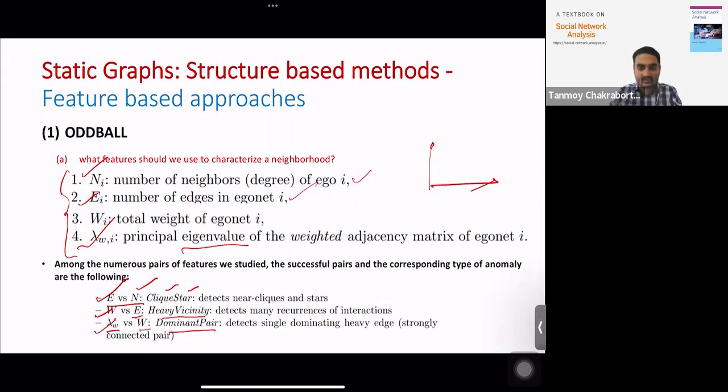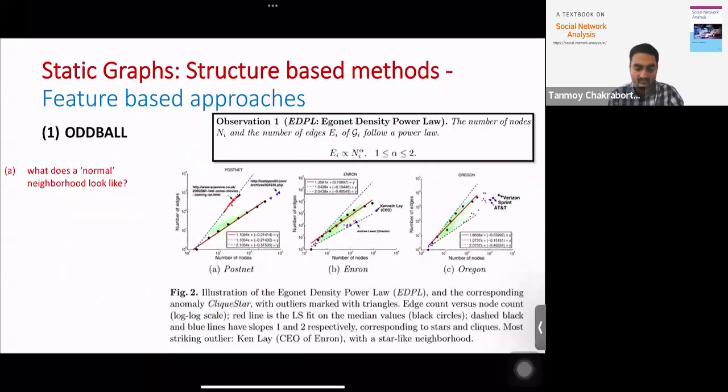They tried different combinations, different comparisons, different dependencies, but these dependencies turned out to be useful. Again, in an unsupervised manner, these are all unsupervised approaches to identify cliques, stars, heavy vicinity, and dominant pairs. Okay, then let's look at some of the results. Let's first look at the cliques and stars.